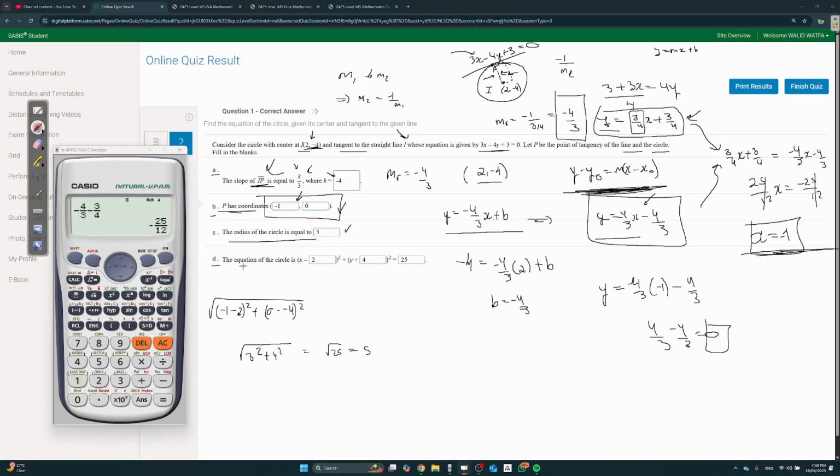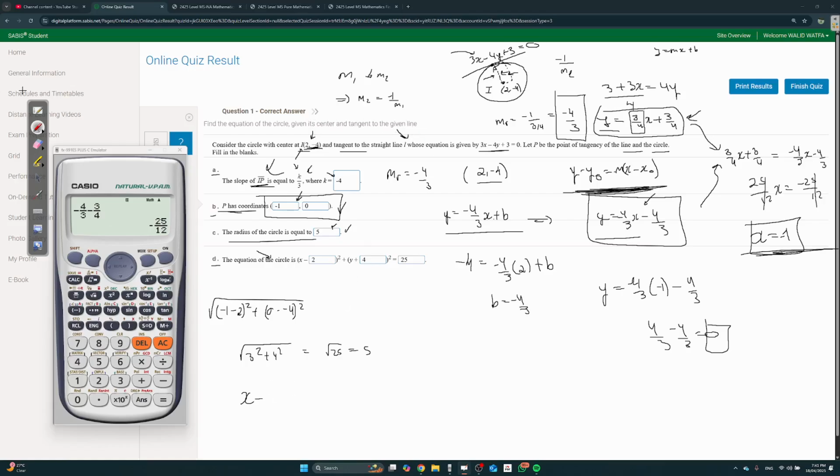Anyways, part D, the equation of the circle is what? Okay, we now know the center and we know the radius. Can we find the equation of the circle? Of course we can. What's the center? 2, comma minus 4, so x minus 2 squared, y minus minus 4 squared, right? Remember, x minus h squared plus y minus k squared equals r squared, remember?